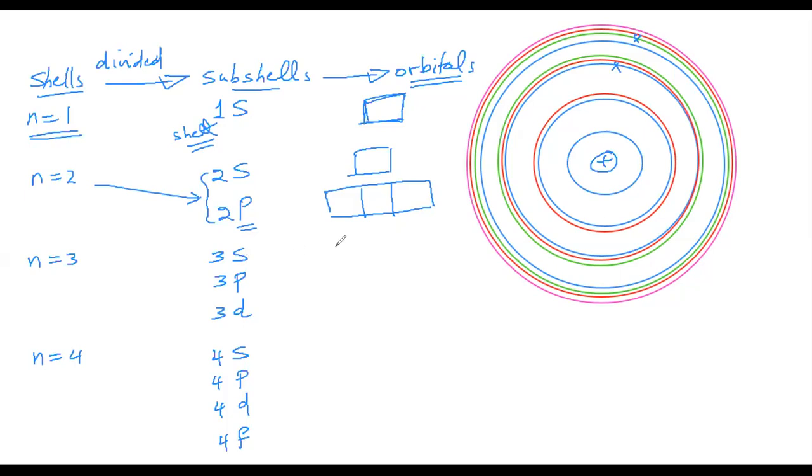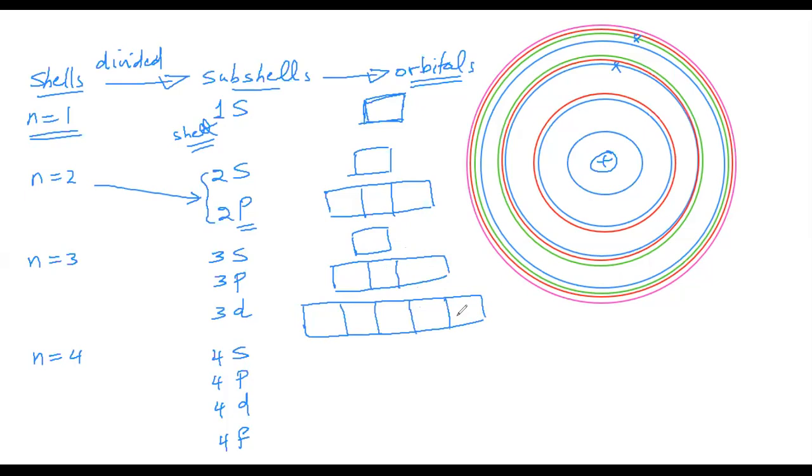As we said, the S does not divide. The P subshell, in more advanced instruments, was found to be divided into 3 orbitals. And the D is divided into 5 orbitals. Usually odd numbers. S is 1, P is 3, D is 5 orbitals, and F is divided into 7 orbitals.